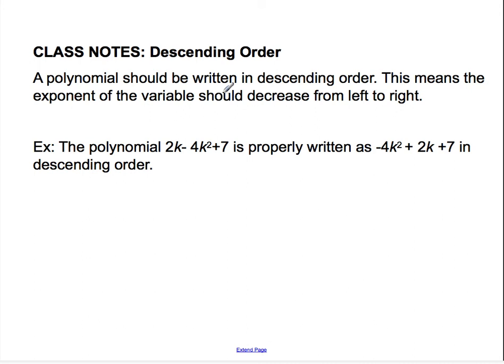Oh, and then descending order. So polynomials always tend to be written in descending order, and that means that the exponent should decrease from left to right. So if you have this variable, since this has the biggest exponent, sorry, and it was negative, I tell you guys not to do that, and I do it myself. Sorry about that. So negative 4k squared comes first because it has the biggest exponent. And then your 2k, and then your constant term. Your constant term always comes last. Always, always. So polynomials will always be written in descending order.